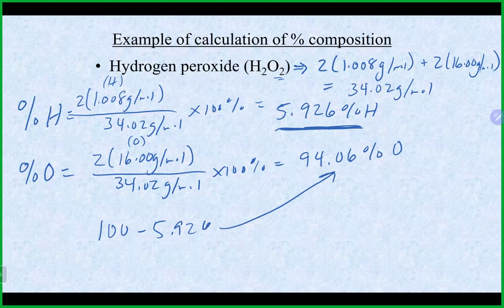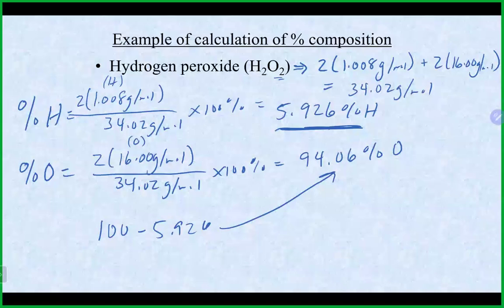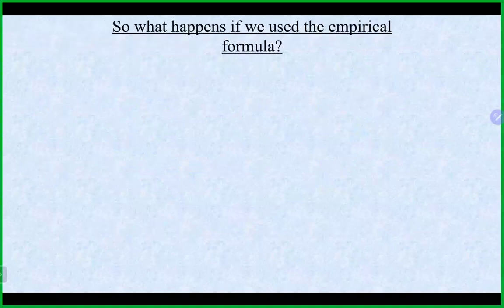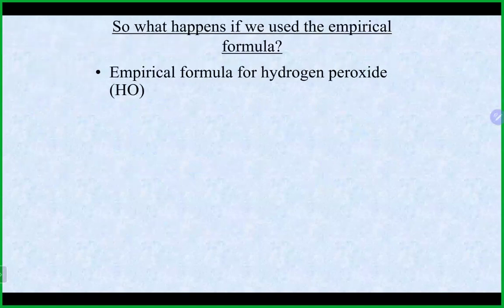Any questions on that? Now, earlier we saw that the empirical formula for H2O2 is HO. And if we wanted to do the percent composition by mass of our empirical formula, let's see if it's any different. So in this case, we have only 1 hydrogen, which would be 1.008 grams per mole.